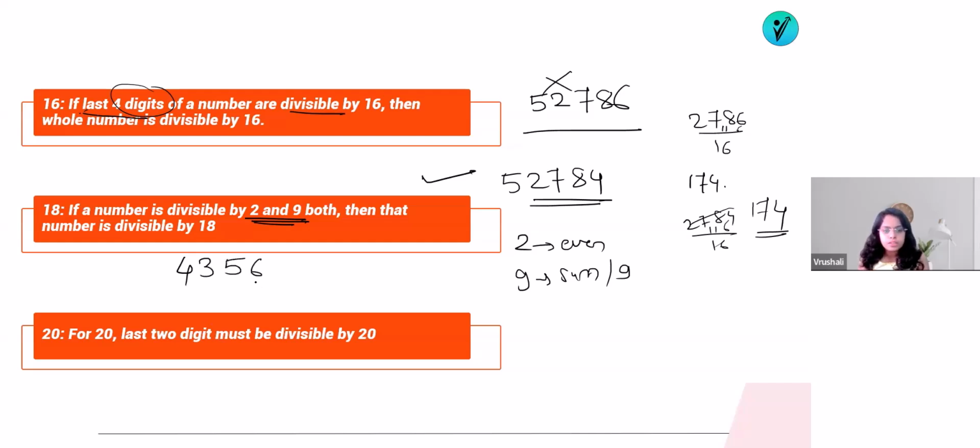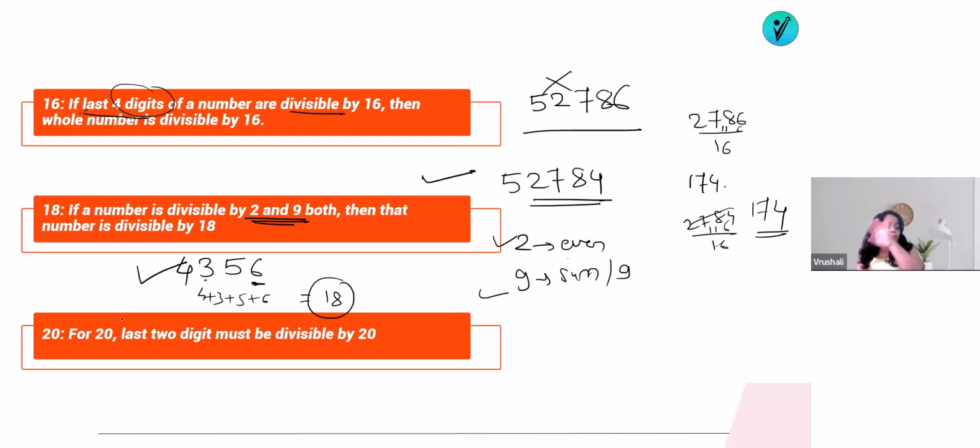So you can see first of all it ends in 6, that means an even number, so divisible by 2. Now for 9, you can check by adding all the digits. 4 plus 3 is 7, 7 plus 5 is 12, 12 plus 6 is 18, and 18 is also divisible by 9. So this whole number will be divisible by 18. That's it. And now the last one.